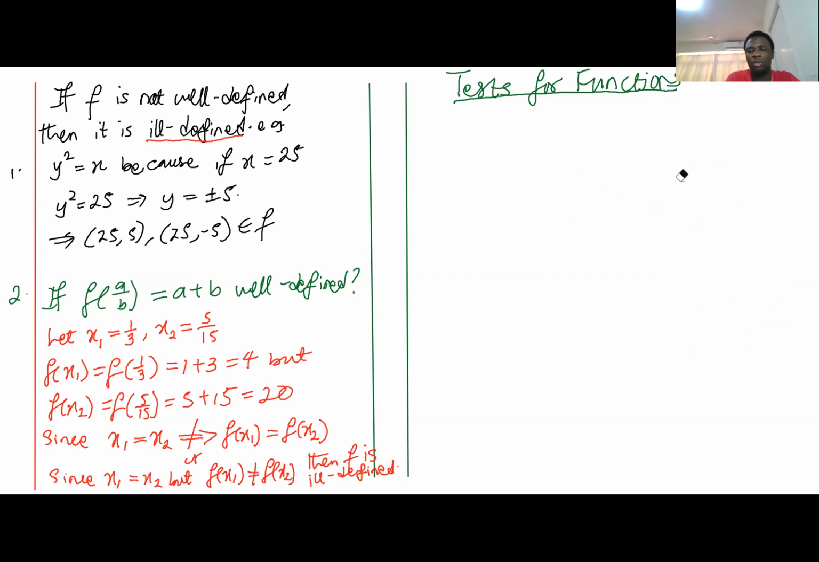Okay, so how can we check if something is a function or not? So there are three tests I want you to look at. We have two in our book. So we had one more. So the first one will be the arrow. You can check from the arrow diagram. What do we mean by the arrow diagram? It looks like this.